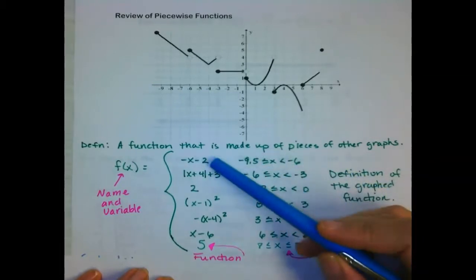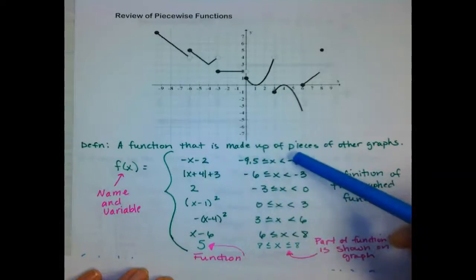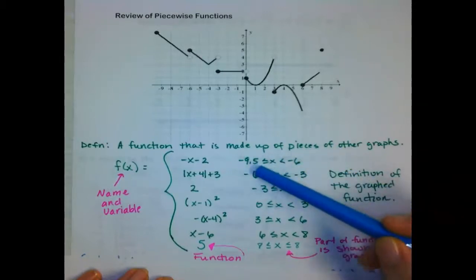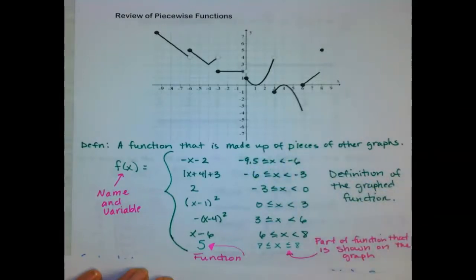So of this linear graph that has a negative slope and a y-intercept at negative 2, I am really only showing the x values that fall between negative 9.5 and negative 6. We put the dark circle on this side because that's where the negative 9.5 is included, and we put the open circle on this one because it is not included.